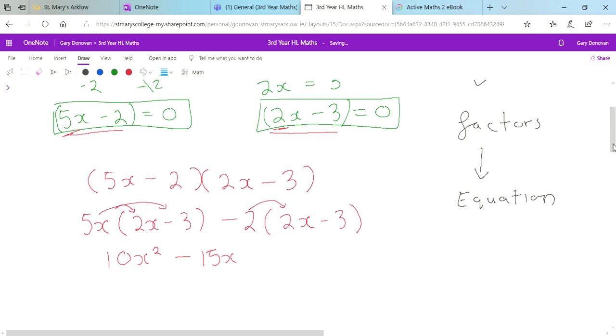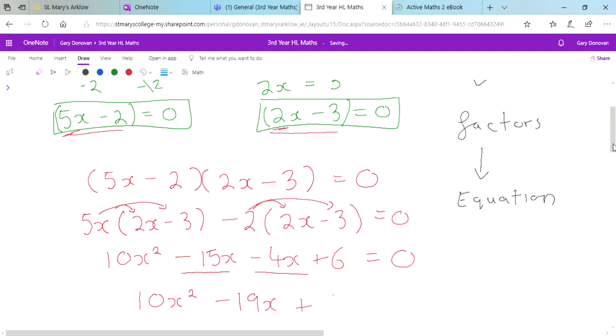Minus 2 times 2x will be minus 4x. And minus 2 times minus 3 will be plus 6 equal to 0. Don't forget to equal to 0 on the other side actually. We can add the like terms, so we've minus 15x and minus 4x. So we've 10x squared minus 19x plus 6 equals 0. And that's your answer.